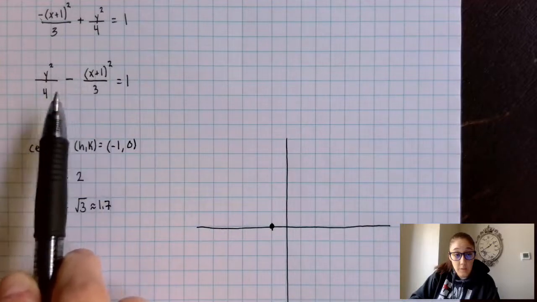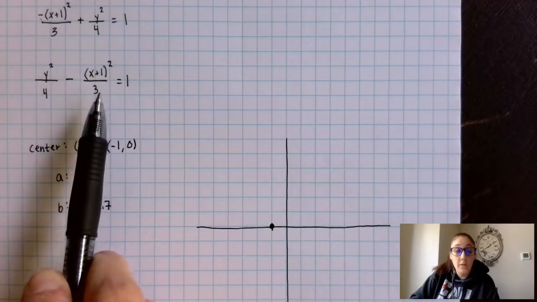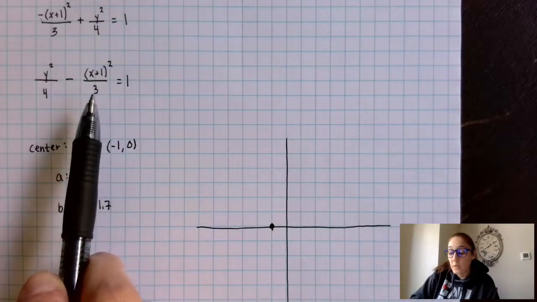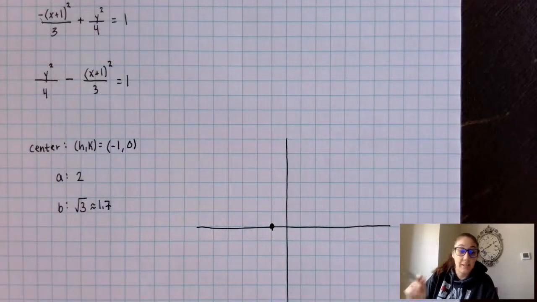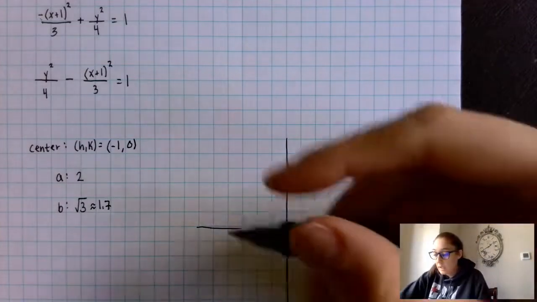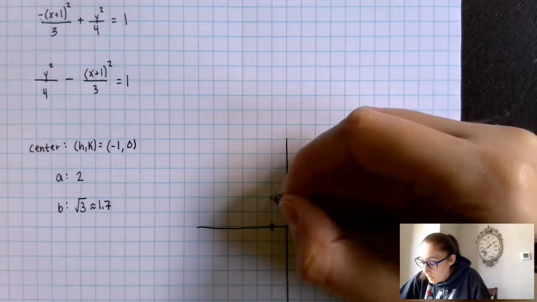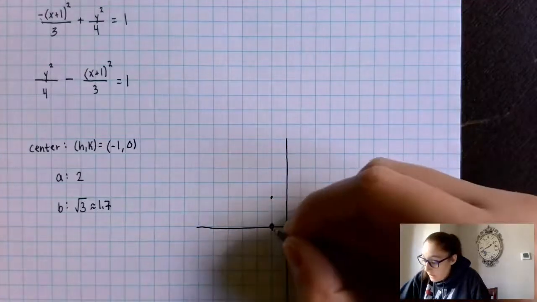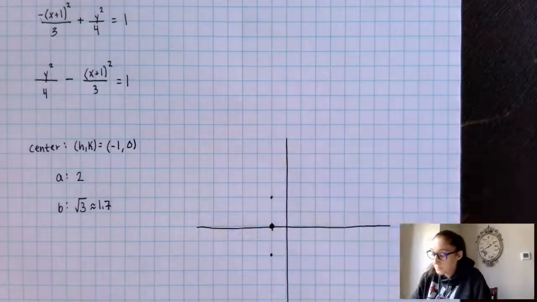And judging from this equation, we know that this hyperbola is going to have a transverse axis that is vertical, right? Because y is the positive. So this is going to open up and down. So let's go ahead and move 2 units up. Just going to place a point there, and 2 units down.